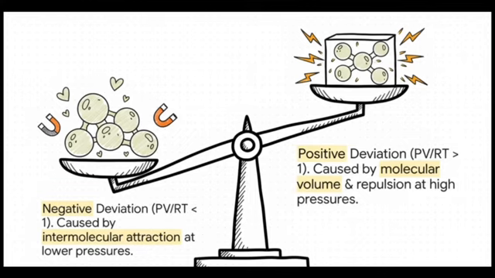But on the other side, you've got the molecule's own volume and the repulsion that comes with it. This force takes over at high pressures, pushing everything apart and causing positive deviation. Every real gas is just living in the balance between these two forces.